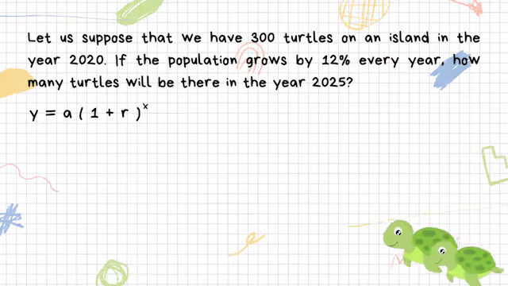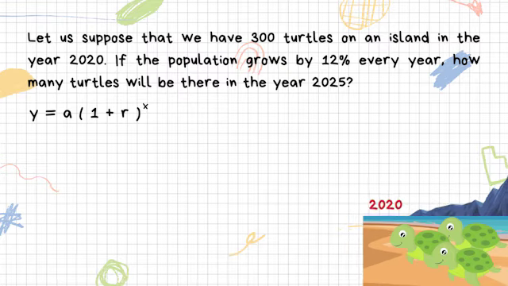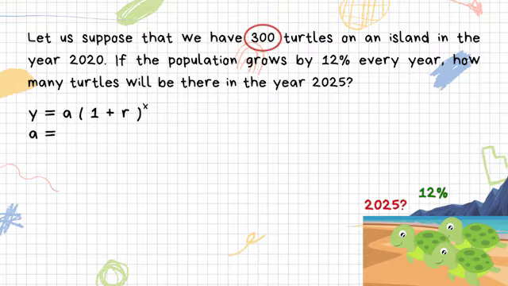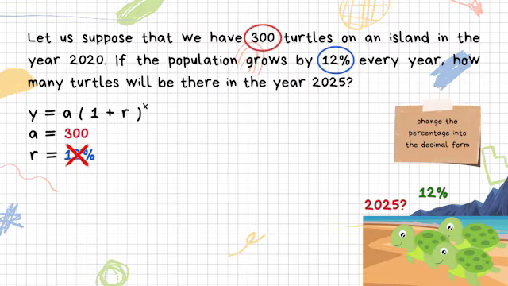Let us suppose that we have 300 turtles on an island in the year 2020. If the population grows by 12% every year, how many turtles will there be in the year 2025? Since the initial value is 300, A will represent 300 turtles that are currently existing on the island. It was mentioned that the population rate of growth is 12%, so should we input 12% here? No, we shouldn't. Always remember that we have to change the percentage into the decimal form, so this will give us a value of 0.12.